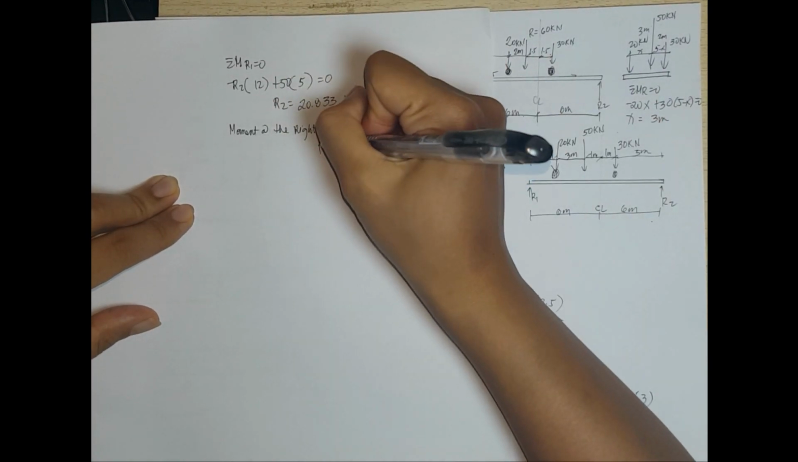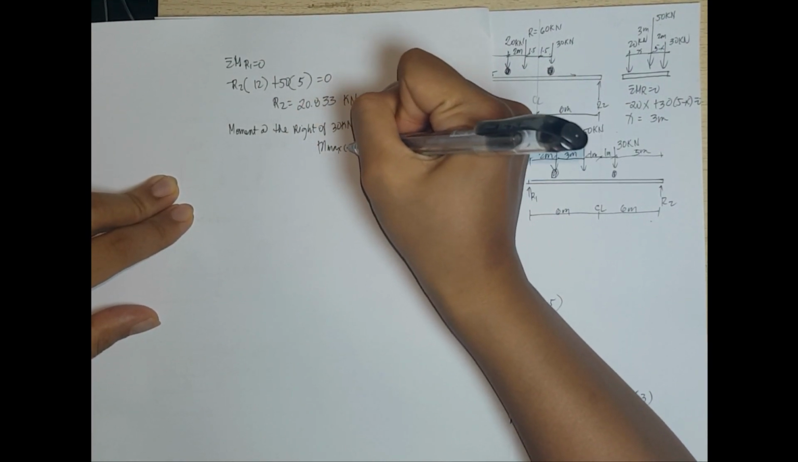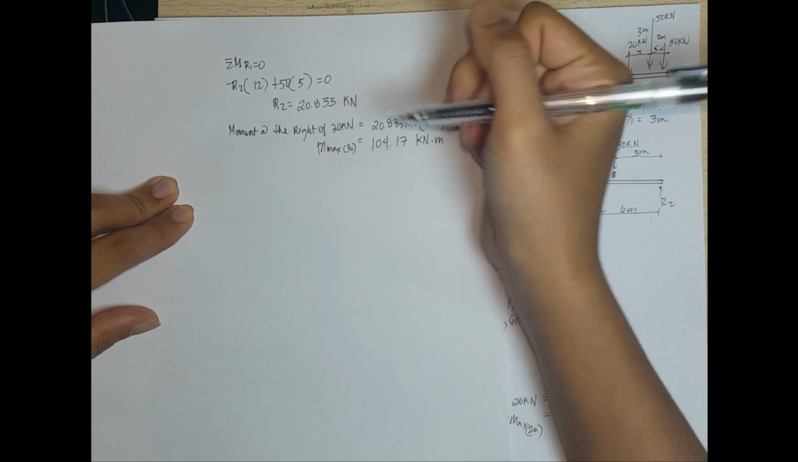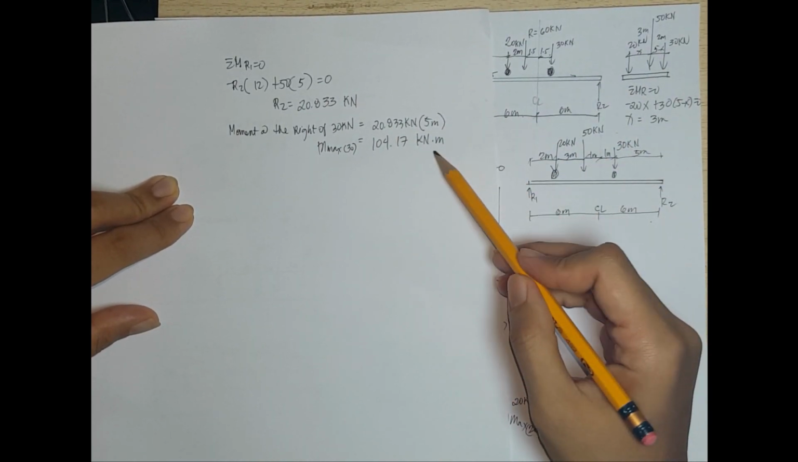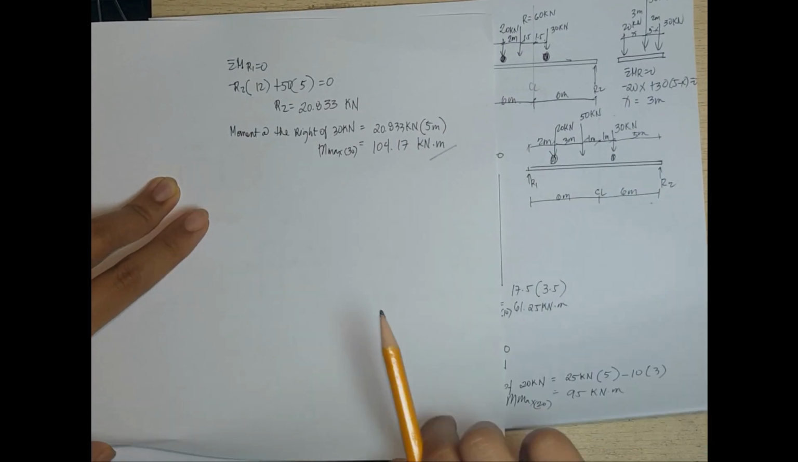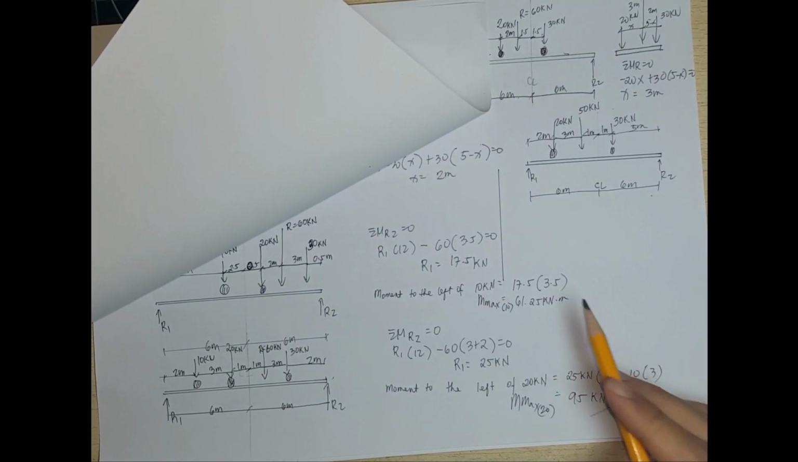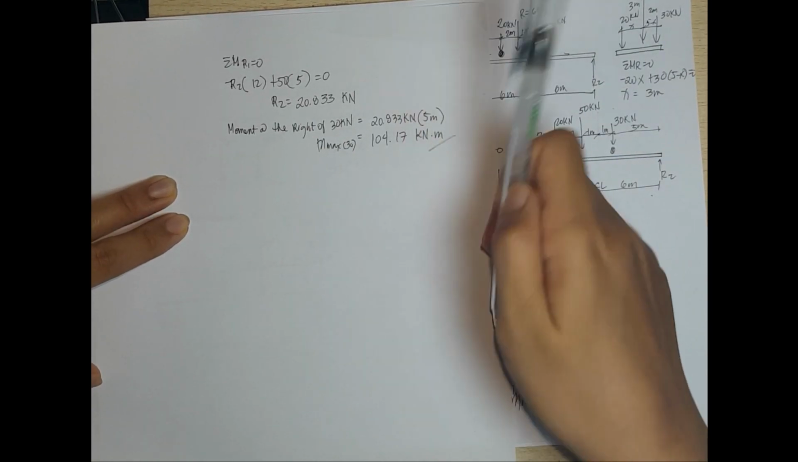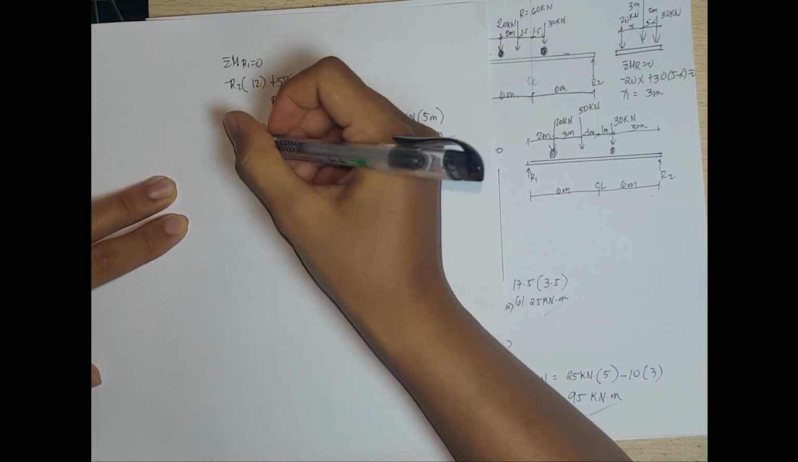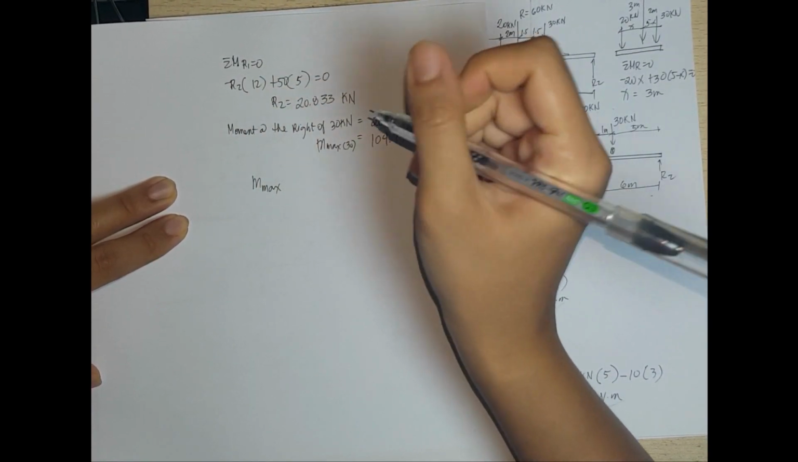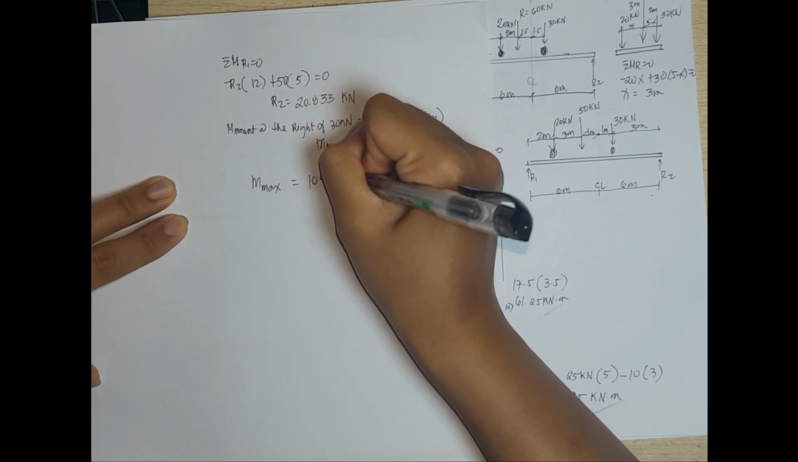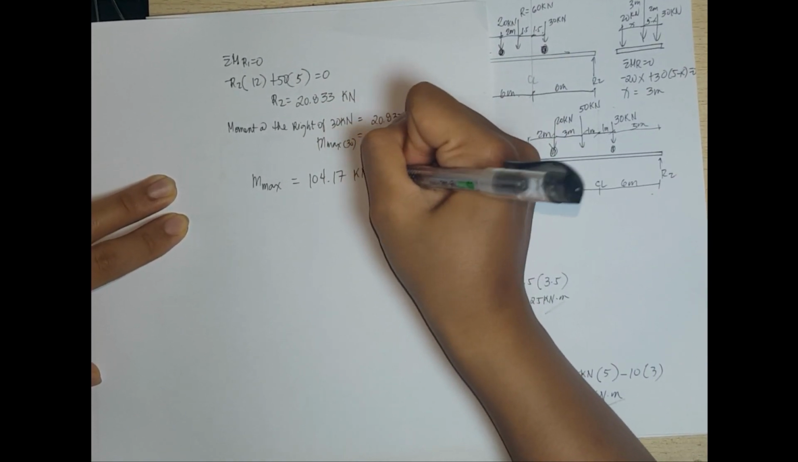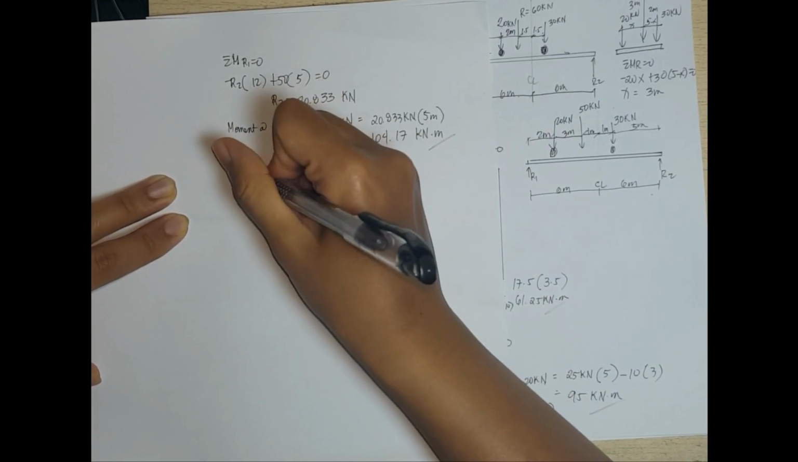So, comparing the 3 na nakuha natin kanina. So, this is the maximum moment ng ating 30 kilonewton. So, we have this 104 and then yung kanina at 20, 95 and then 61.25. So, yung pinakamalaki is maximum moment at 30. So, the maximum moment is equal to 104.17 kilonewton meter. So, ito yung sagot.